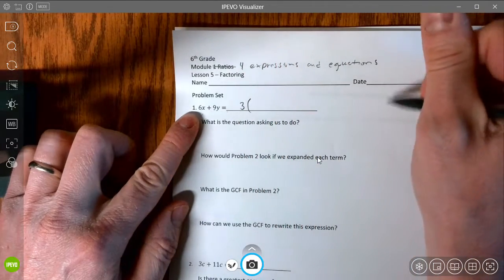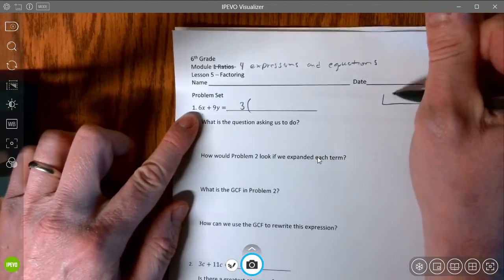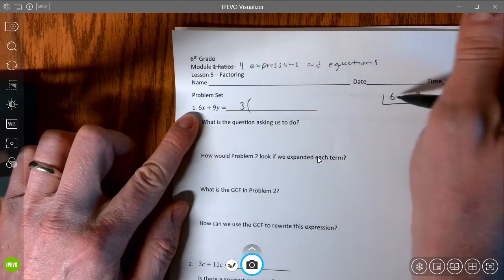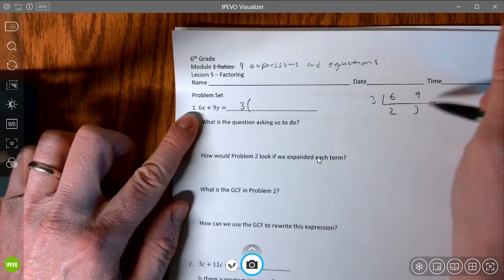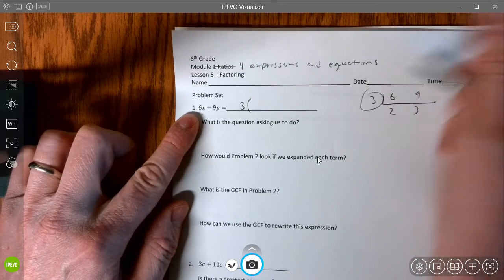Remember, if you can't remember how to find the GCF, we could do this. I could say, oh, what goes into 6 and 9? 3. That's 2 and 3. Can anything else go into 2 and 3? No, so my GCF is 3.